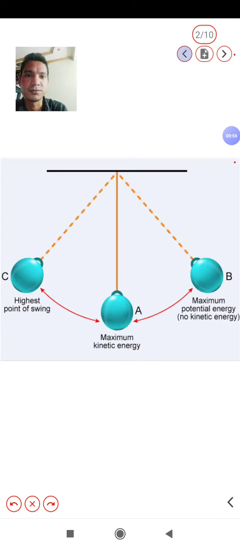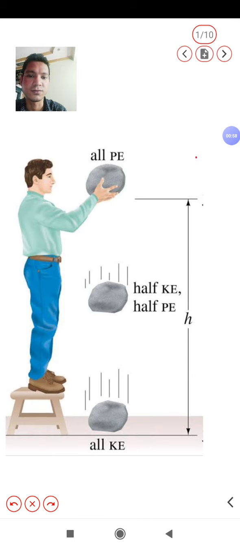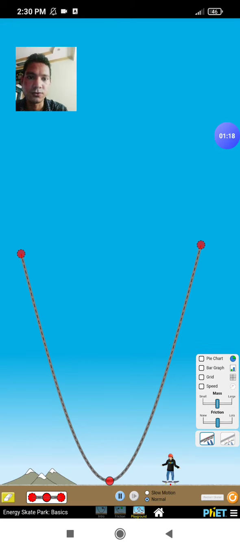But before that, let's try to understand what is the meaning of conservation of mechanical energy. Now, mechanical energy is energy possessed by the body due to its position or motion. So it's a combined form of potential energy and kinetic energy. So with the help of the simulation, let's try to understand first, and then we'll solve a few numericals.